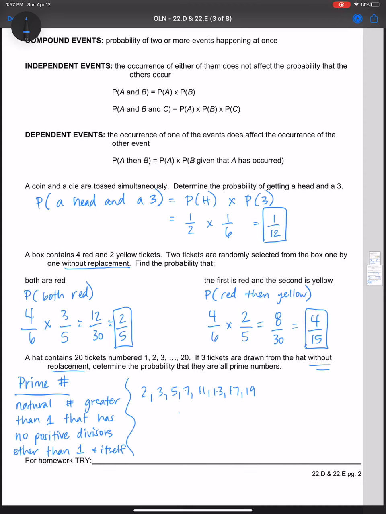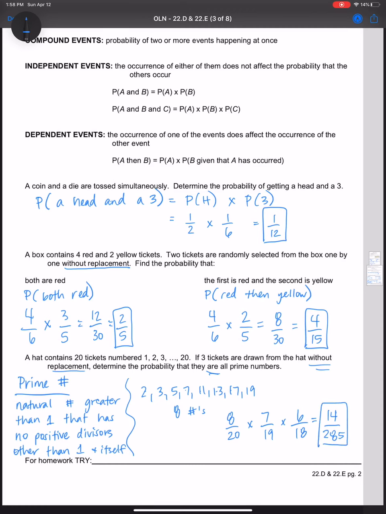So let's go back to the problem. There's 8 numbers here. It says 3 are drawn. Determine the probability that they are prime. All right, so 8 out of 20. We are not replacing anything. 7 out of 19. Not replacing anything, 6 out of 18. And if you do the quick math on that and let it reduce it for you, that is 14 out of 285.